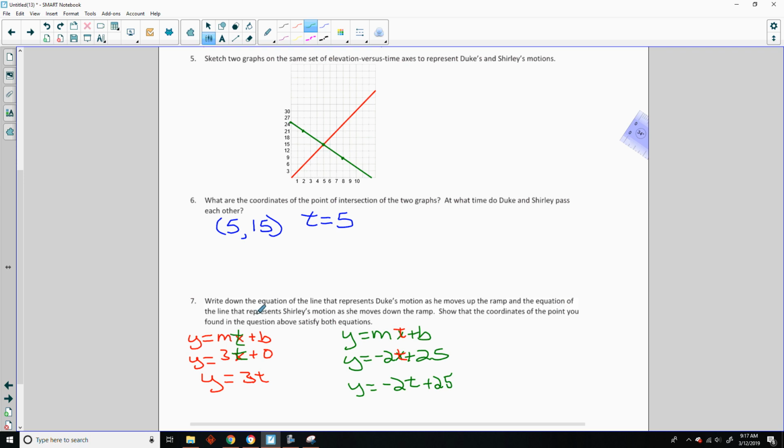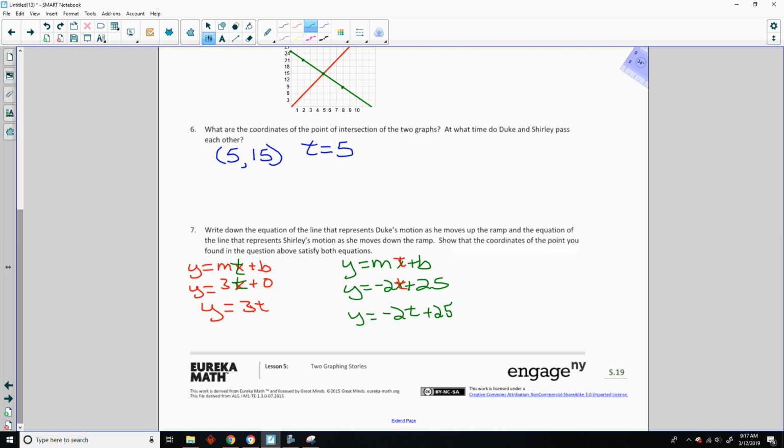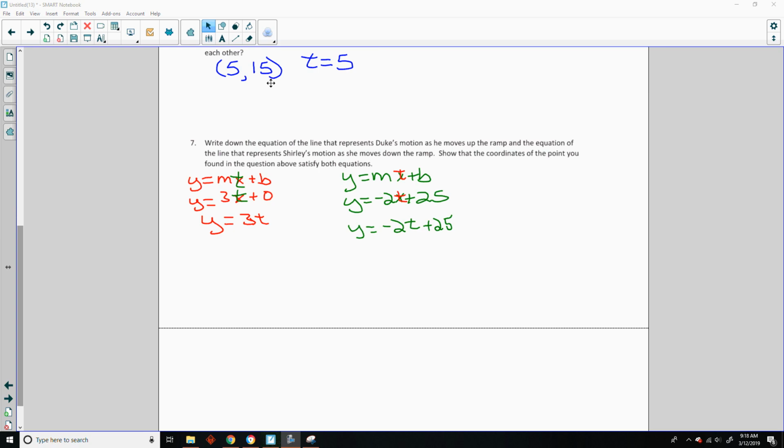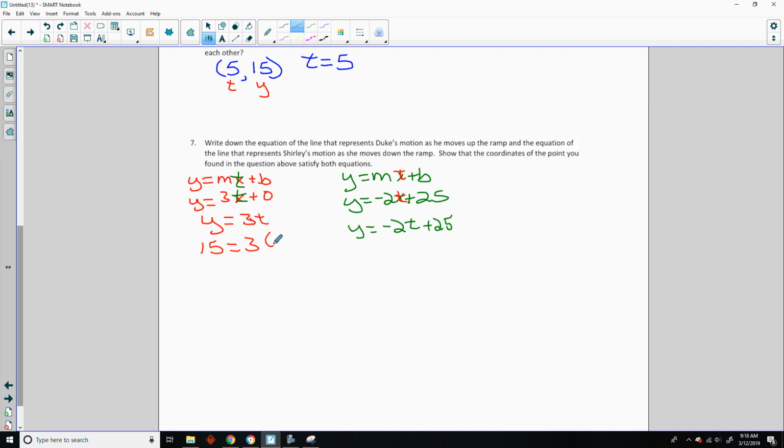Show that the coordinates of the point you found in the question above satisfy both equations. Okay, so I'm just simply going to substitute in this 5 and this 15 into both equations. So y is 15 and t equals 5. Well, 15 equals 3 times 5, which is 15. So it's true in his graph.